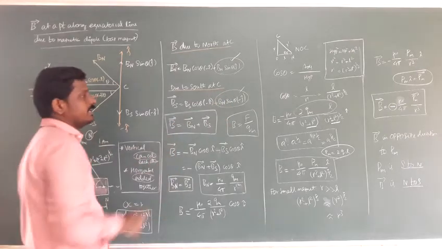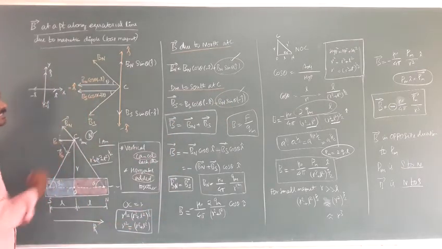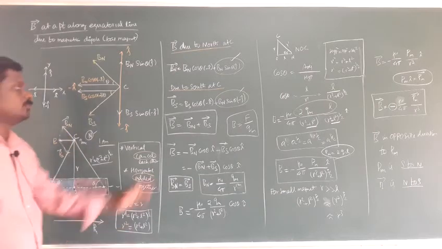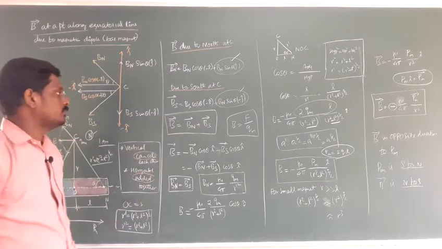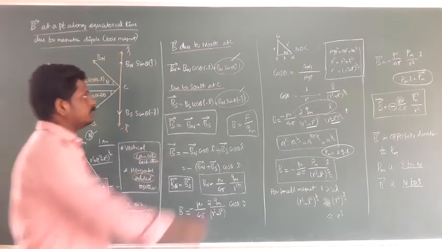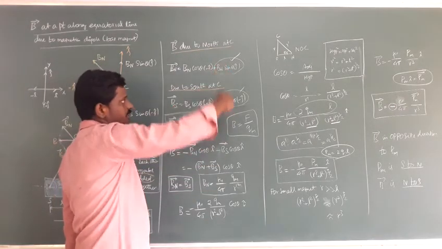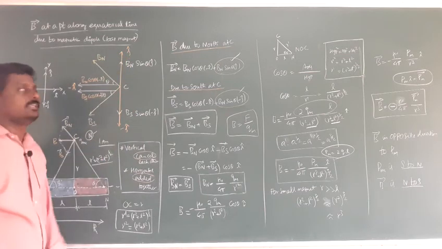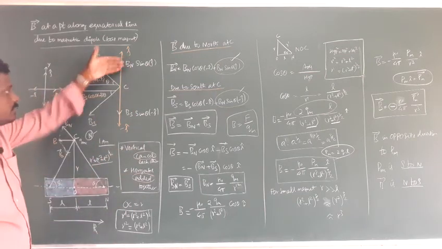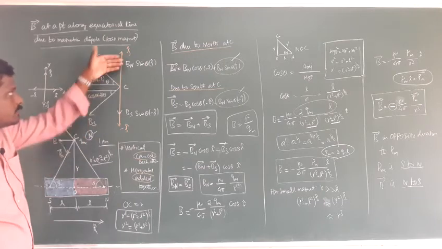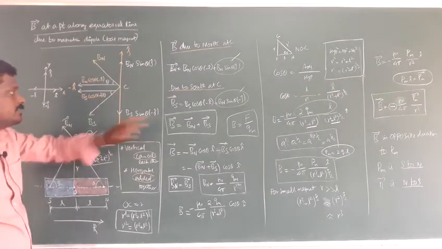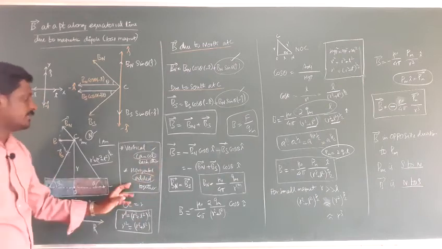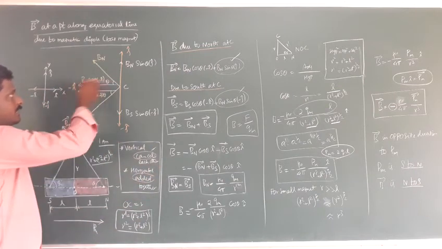What is the net magnetic field? The net magnetic field is the sum of the magnetic fields due to the north pole and south pole, so B is equal to BN plus BS. Adding the horizontal and vertical components, the vertical components are in opposite directions, plus j cap and minus j cap, so the vertical component cancels. The horizontal components are in the same direction, so they add together.